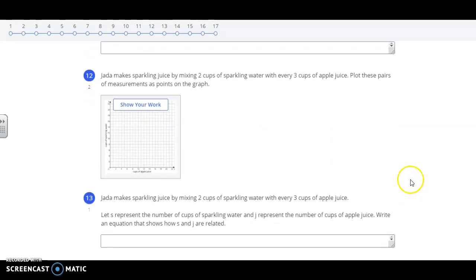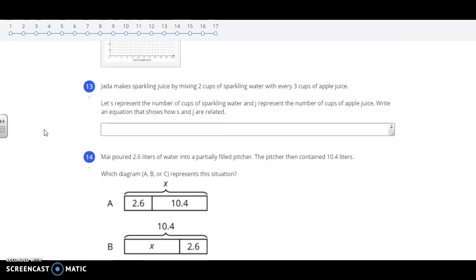Number 12. Jada makes sparkling juice by mixing 2 cups of sparkling water with every 3 cups of apple juice. Plot these pairs of measurements as points on the graph. Click the button that says Show Your Work and plot your points. Pause and solve.